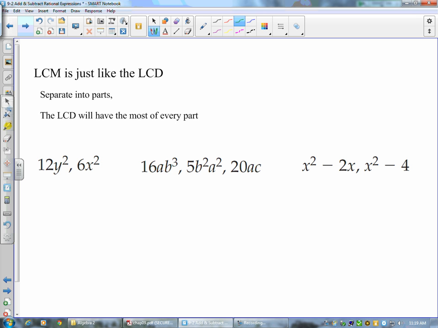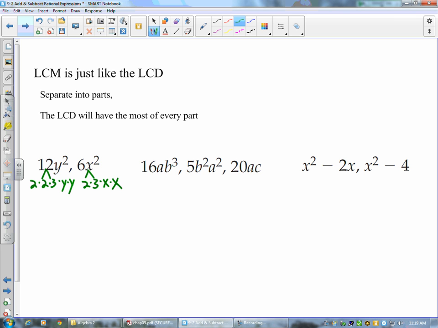So the first thing they're going to do is ask you for the least common multiple. The least common multiple is just like the least common denominator. It's just not on the bottom. So one method, instead of having to make all the multiples, is to take each of these and separate it into parts. The least common denominator, or the least common multiple, will have the most of every part. So in other words, this 12 is a 2 times 2 times 3 times a y times y. The 6x will be a 2 times 3 times an x times an x.